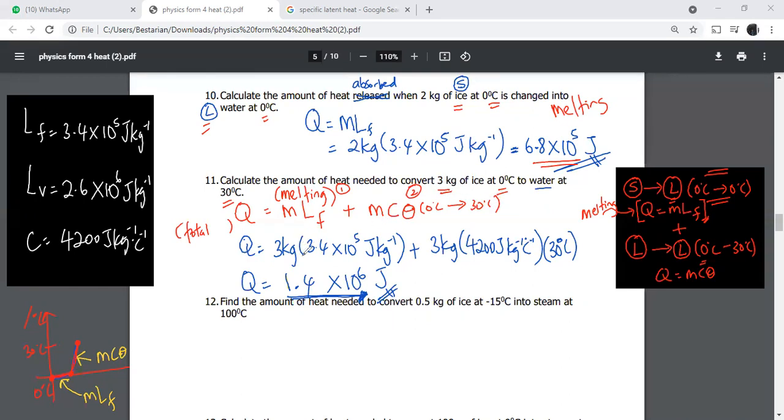So melting is ml, mass 3 kg, latent heat of fusion again, 3.4 times 10 to the power 5, plus mc theta, because the temperature is now increasing. Whenever temperature increases, we can only use mc theta. So two stages: stage 1 ml, stage 2 mc theta. So we add mc theta, the mass here, the specific heat capacity of water because it's water, and the temperature increases from 0 to 30. So the change is 30. You get the total answer of 1.4 times 10 to the power 6 joules. This is the final answer.